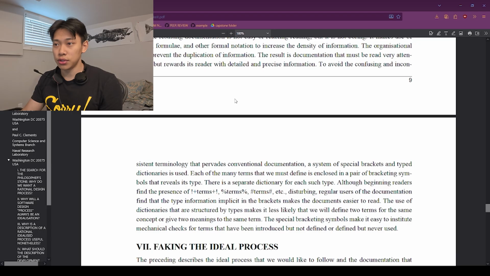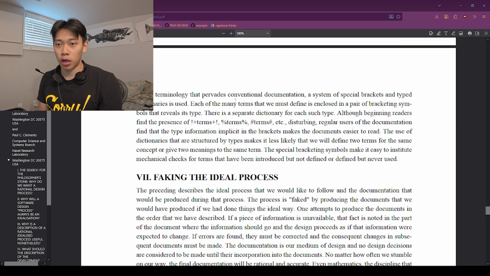To avoid the confusing and inconsistent terminology that pervades conventional documentation, a system of special brackets and typed dictionaries is used. Each of the many terms that we define is enclosed in a pair of bracketing symbols that reveal its type. There is a separate dictionary for each such type.